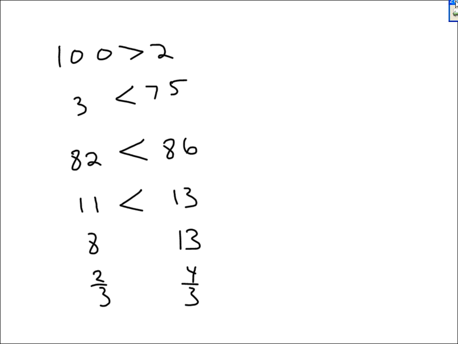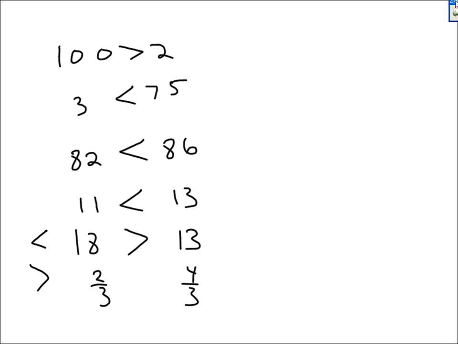Between 8 and 13, 8 is smaller. The arrowhead goes to the 8. It points to the 8. Think of these as pointers. They're pointing somewhere.